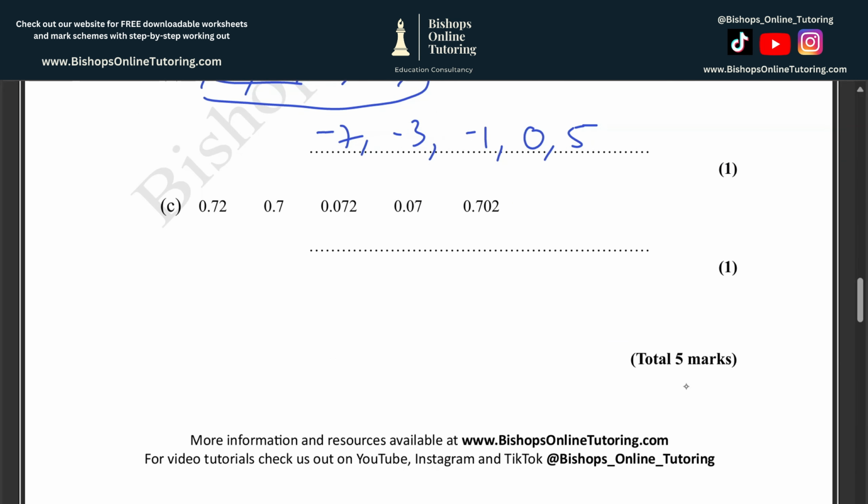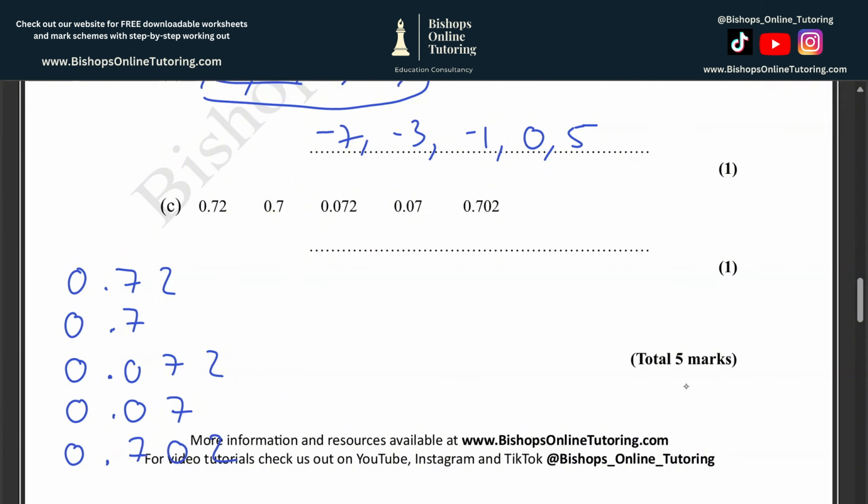Okay, let's do the exact same thing as we did earlier with these decimals. So 0.72, 0.7, 0.072, 0.07, and 0.702. Now let's fill in all the gaps with a bunch of zeros. And now let's start looking at column 1, 2, 3, and 4 and find us the absolute smallest number and the largest number. So in column 1, we can see they all start with a 0, so let's move on to column number 2.